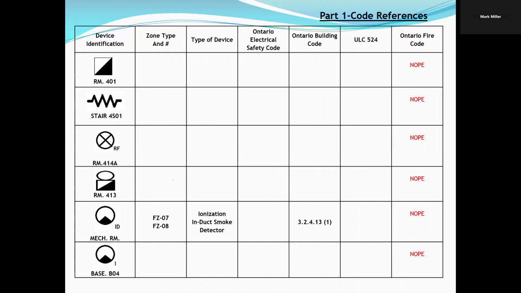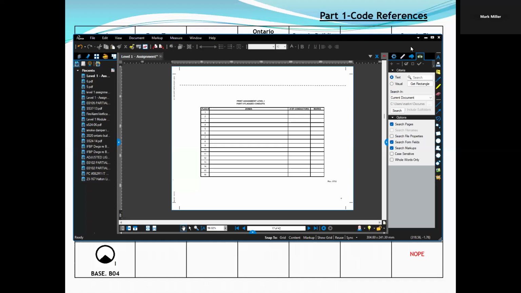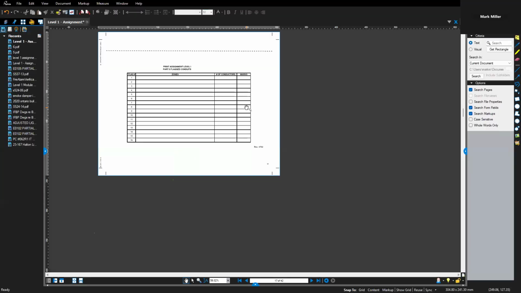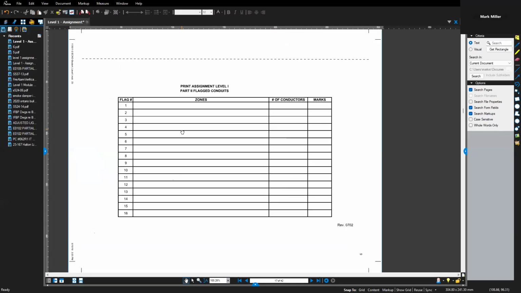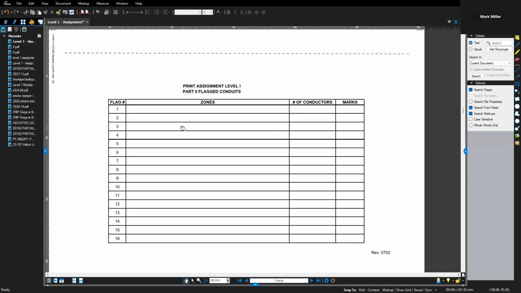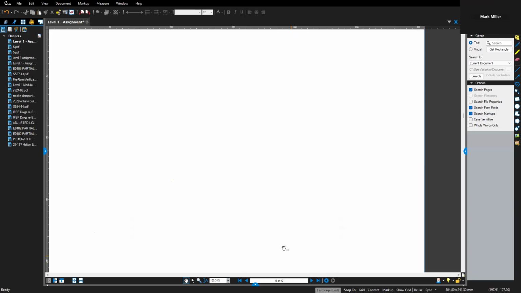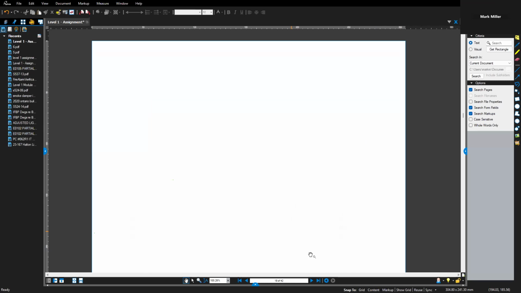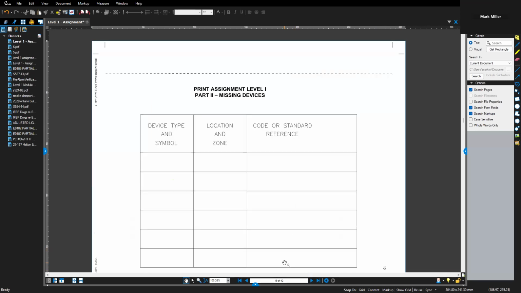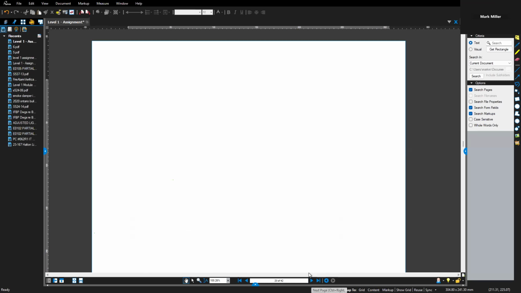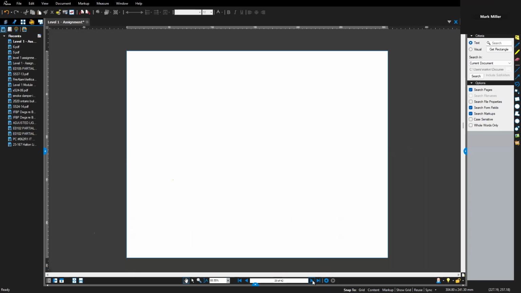Right. So part two of the assignment is the flagged conduits. Right. And we have 16 flagged conduits. So let's flip over to the drawing itself and look at the flagged conduits. See, it's taking forever just to load what's on the page here.